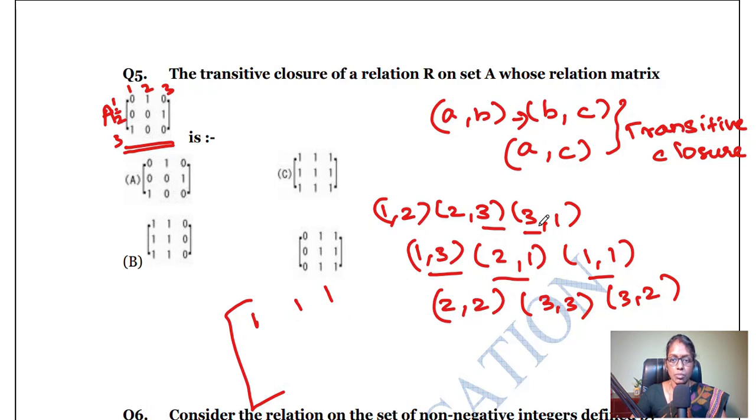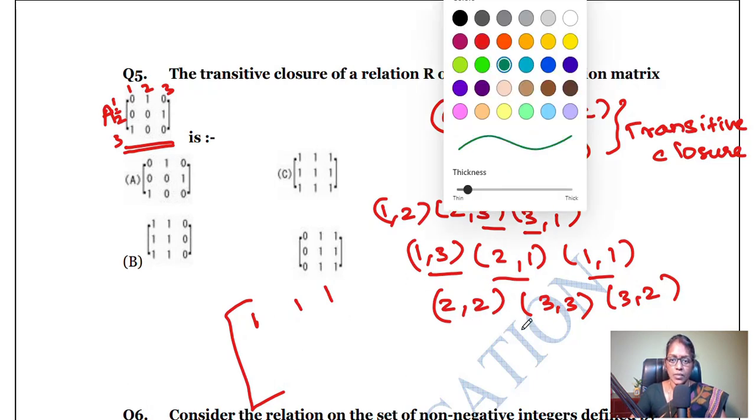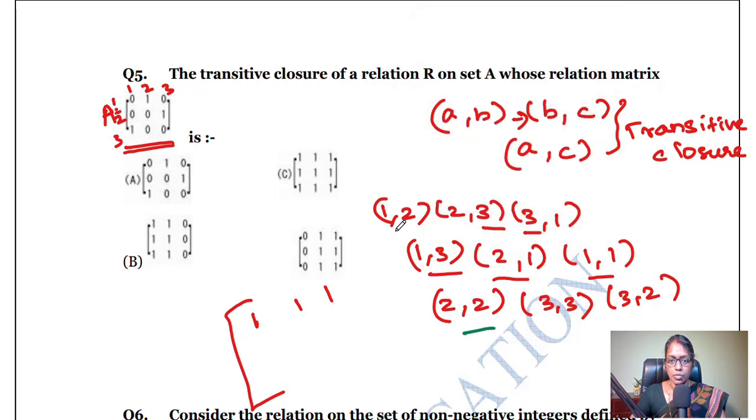And 2,1 is there. 2,1, 2,2, 2,3. So this row should be 1. And 3,1, 3,2, 3,3 is there. So this row also should be 1.